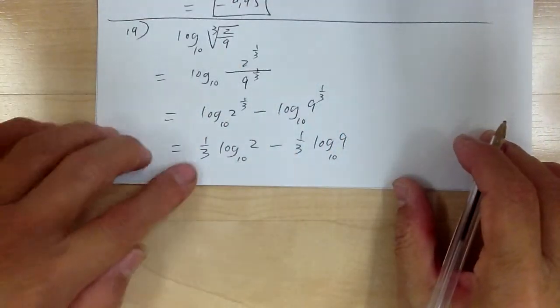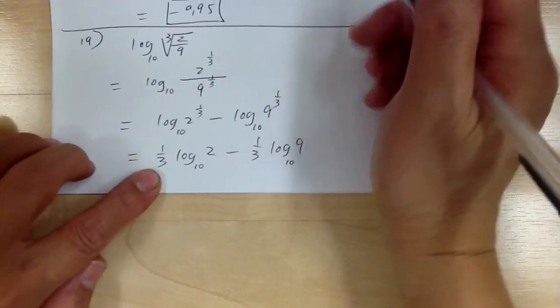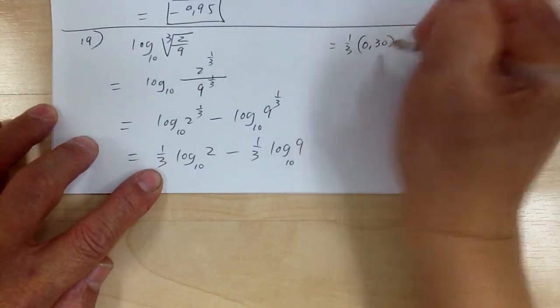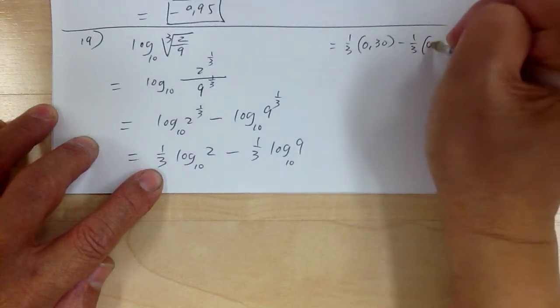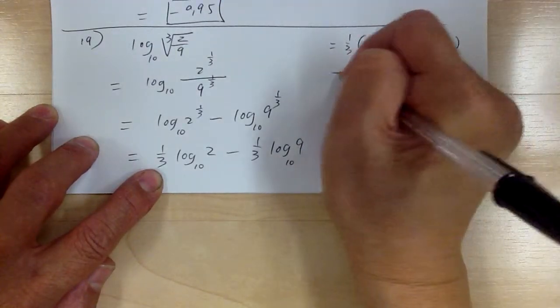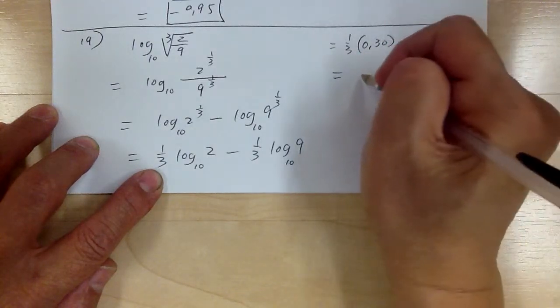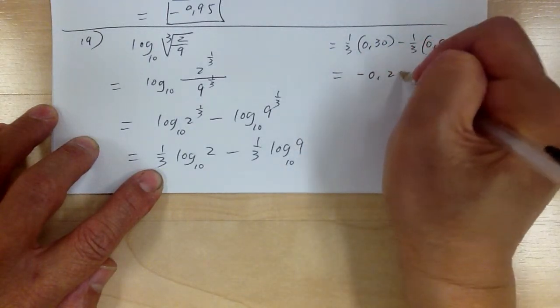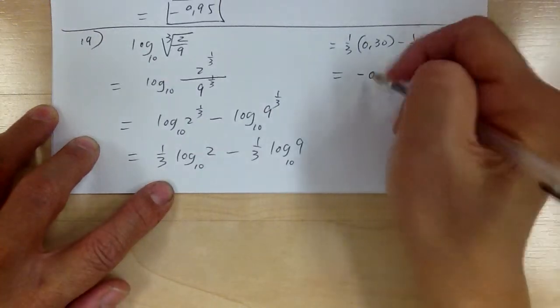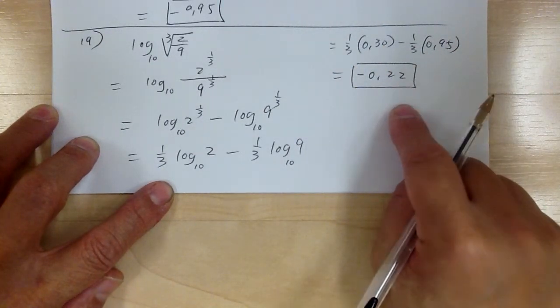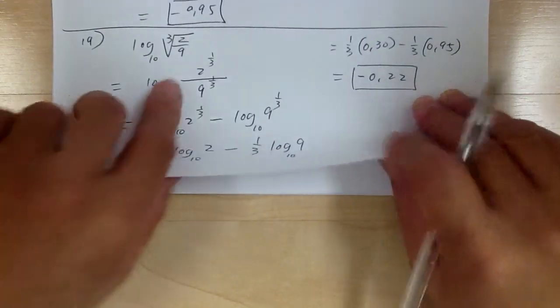And so, run out of space, go up here. So this is going to be equal to 1/3 (0.30) minus 1/3 (0.95). Okay, and use your calculator, punch all these numbers. You're going to get negative 0.22. Right? Round it off to 2 decimal places, and that's it. Okay, let's go to 21.